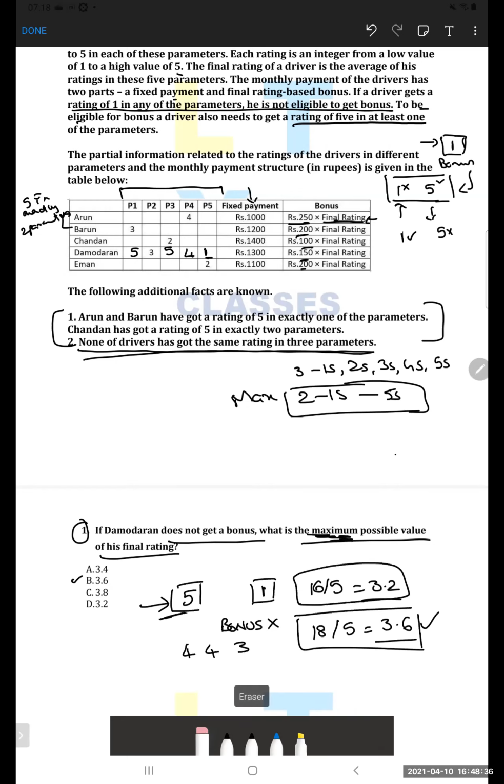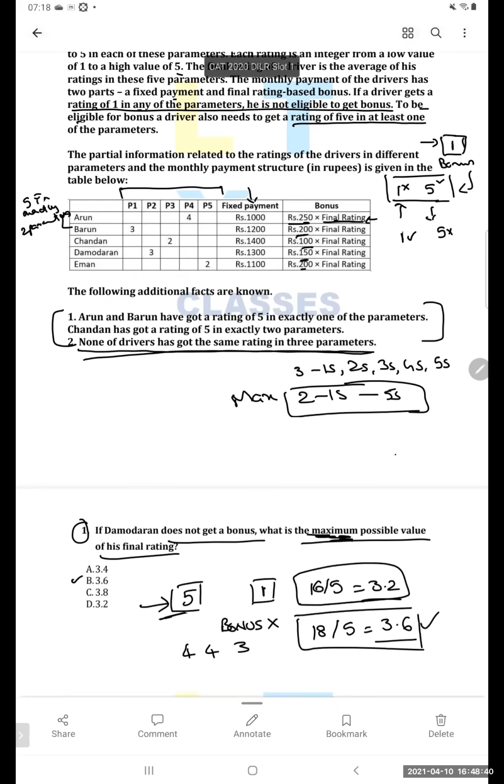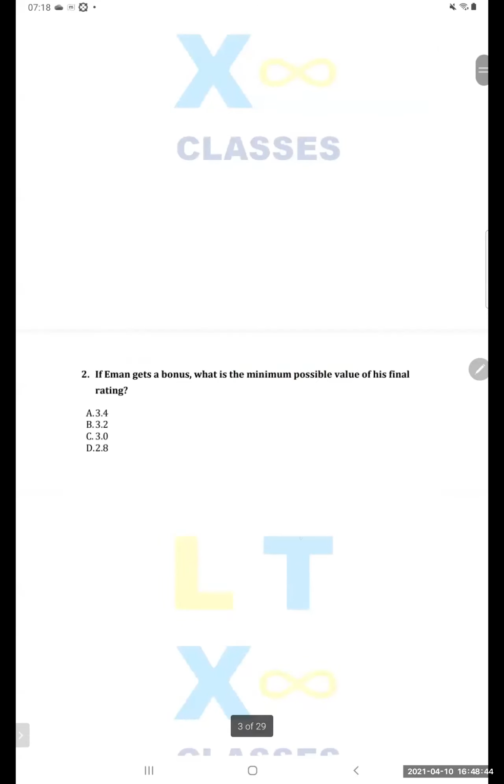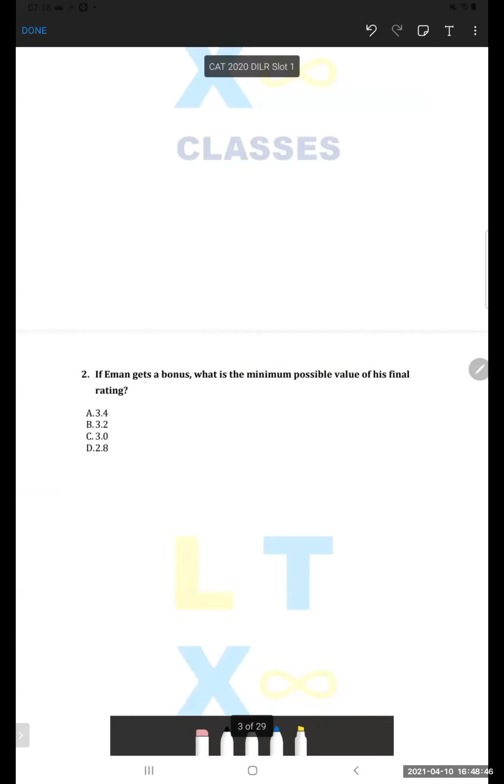Okay, followed? Okay, now let's go to the second question. Now what's the second question? If E-man gets a bonus, what is the minimum possible value of his final rating? Now we have to solve for minimum. And he also said E-man gets a bonus.